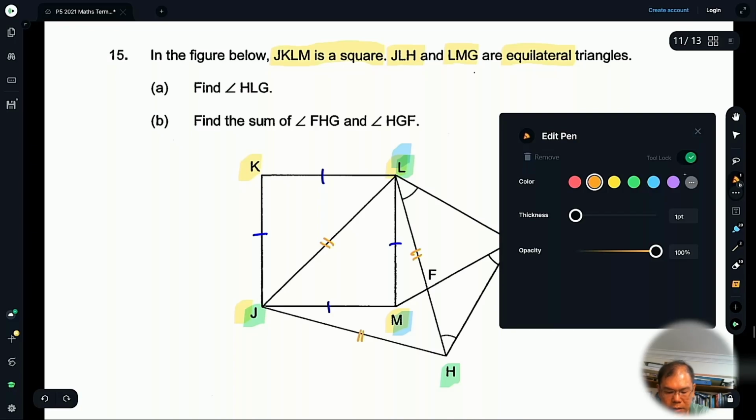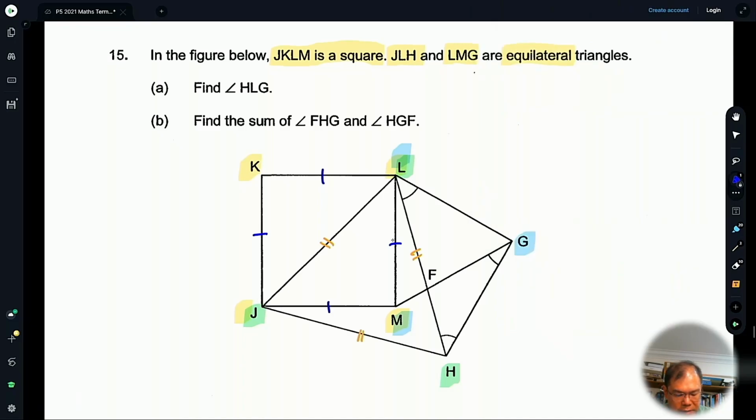But you see here that one of the sides of this equilateral triangle shares the same side as a square. So with one hash mark, these two will also be of the same length as this. We will start solving the angles. They ask you to find angle HLG. So HLG is here. This is the angle they want you to find.